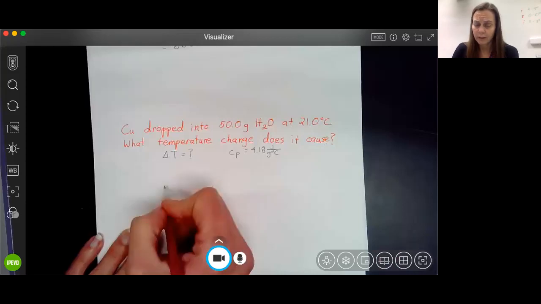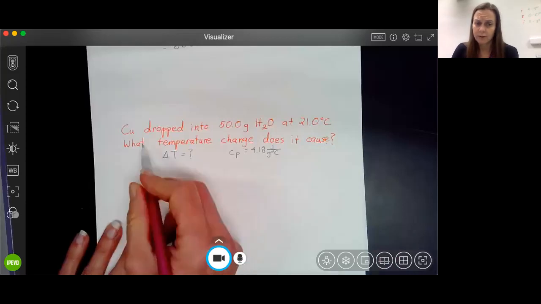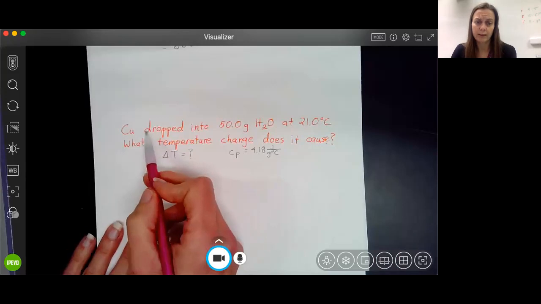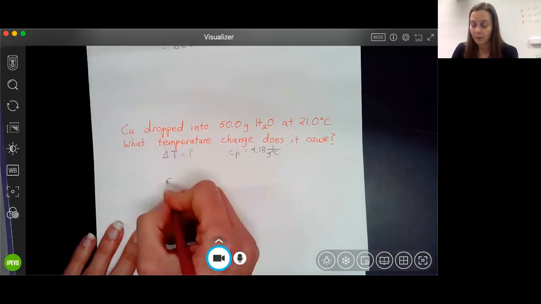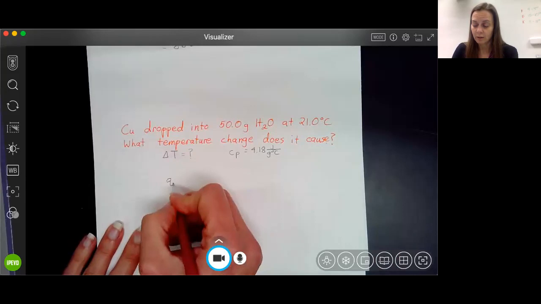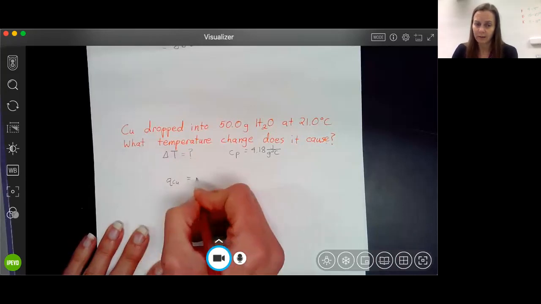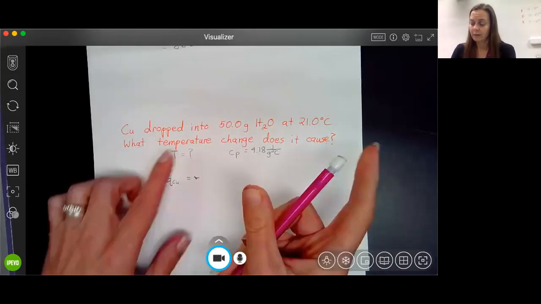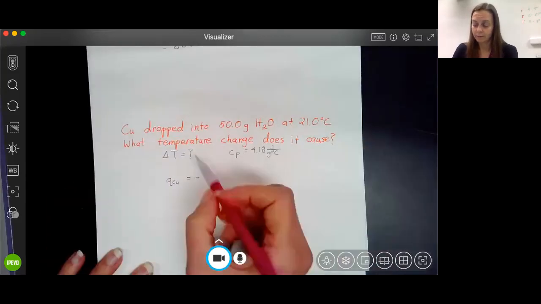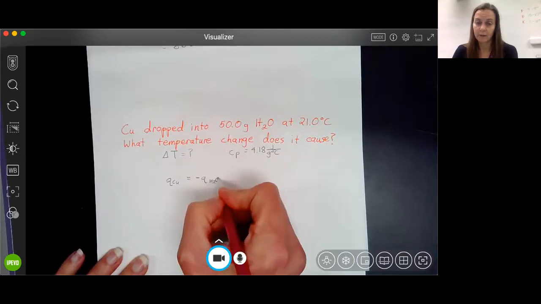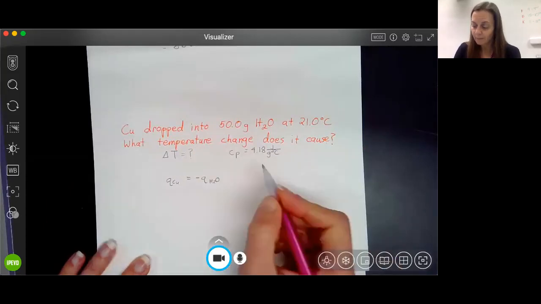So here's what I know. The copper's temperature is going to go down; the copper is going to lose energy. The water's temperature is going to go up; the water is going to gain energy. And the energy change of the copper is going to be equal and opposite to the energy change of the water.